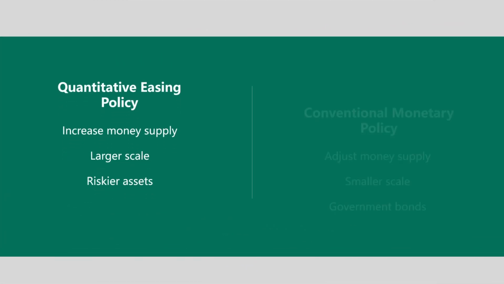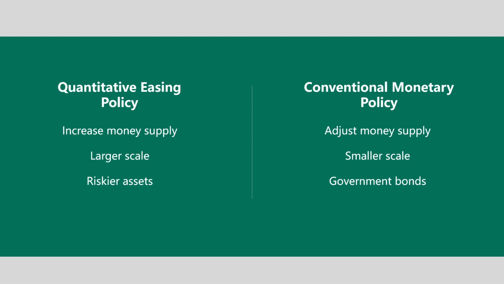Since we said that QE is an unconventional method, how about the difference between the quantitative easing policy and the conventional monetary policy? To be general, the two categories differ in the scale and the assets that central banks use as an intermediary. While conventional monetary policy can increase or decrease money supply, QE only increases money supply. Under conventional policies, central banks often buy government bonds, whereas central banks buy riskier mortgage-backed securities and corporate bonds to influence the interest rate in different markets of financial assets under QE.